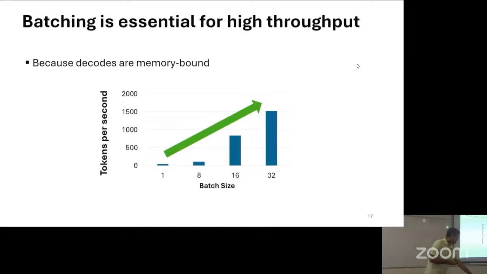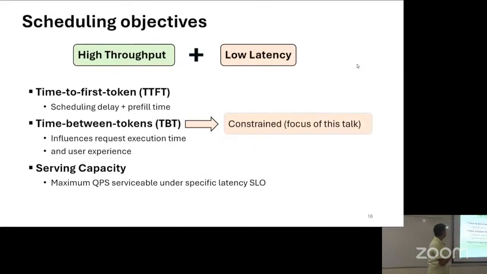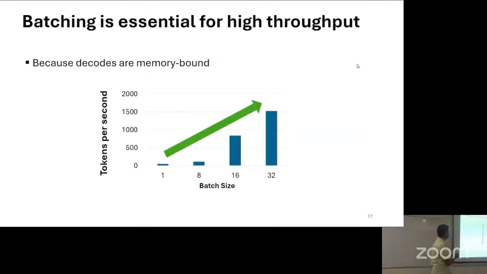Now I mentioned high throughput to be one of the scheduling objectives, right? And all along in this talk, we have been focusing on batch size. Decoding is memory bound, so we want to increase batch size to get gains in throughput. So batching is very, very important. We cannot serve one user at a time on a GPU. We want to be able to serve multiple users at the same time, because that's how we can increase the throughput from the system's point of view.